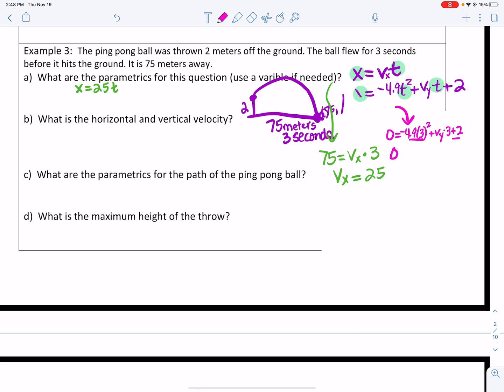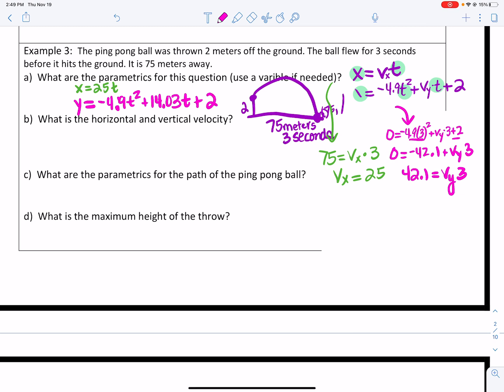Okay, 0 equals negative 42.1 plus v sub y times 3. So I'm going to add the 42.1 to the other side, since I put in the things that I knew. So I'm going to do 42.1 divided by 3, and my answer is 14.03. So this y equation is going to be negative 4.9 t squared plus 14.03 t, because that's my velocity, plus 2, because that's where I started off the ground.